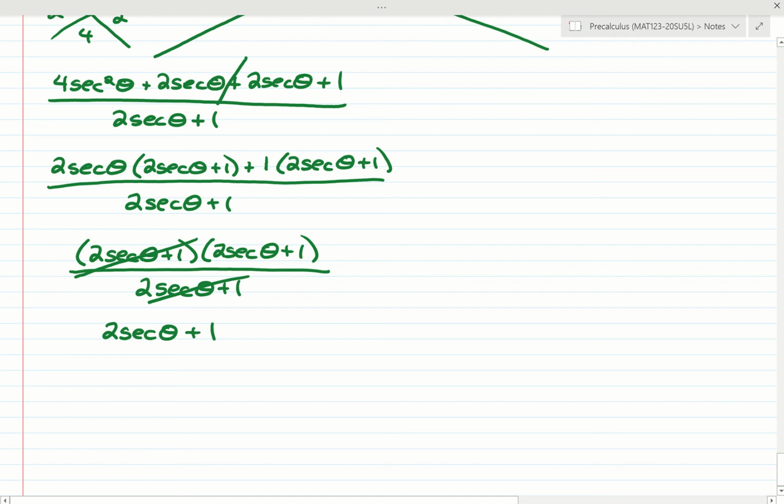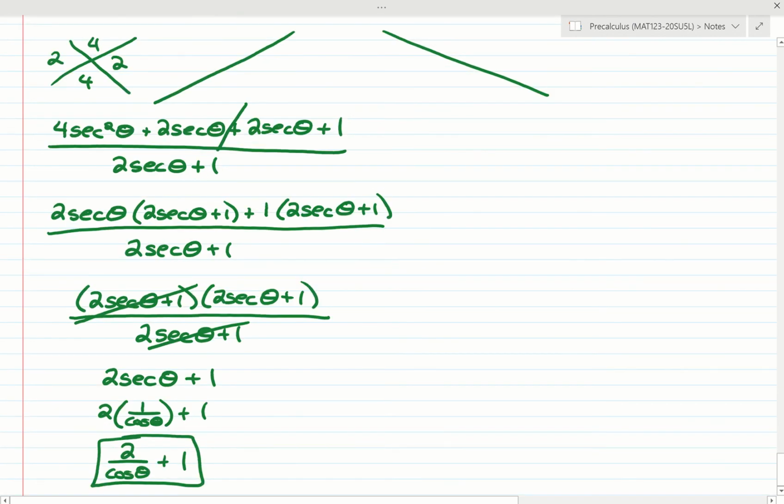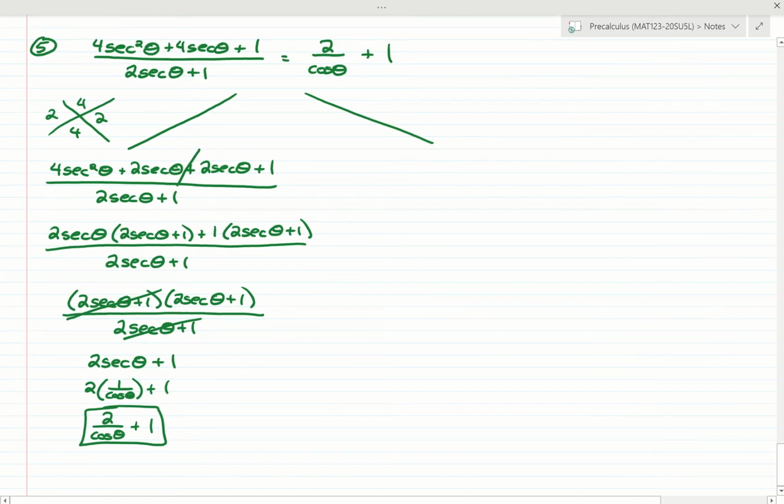And remember what secant was. Secant was 1 over cosine. Giving us just 2 over cosine of theta plus 1, which is what we were supposed to get. That was pretty fun or interesting. But so now you've seen all the different ways to solve these problems. I've showed you all different variations. You just have to practice some more.